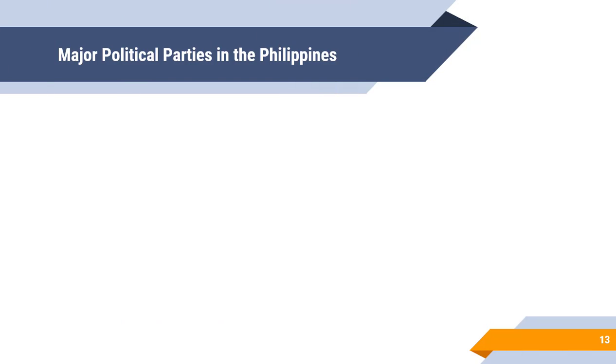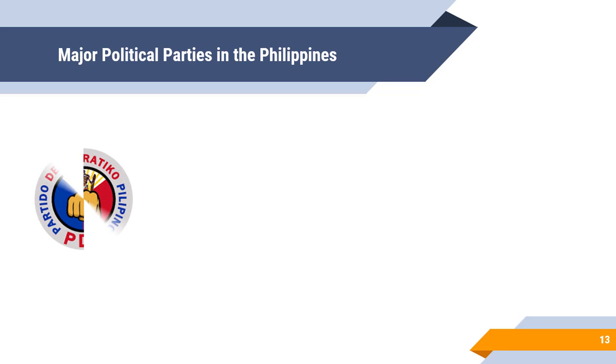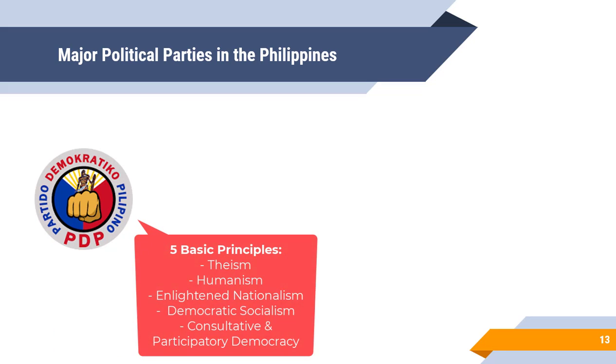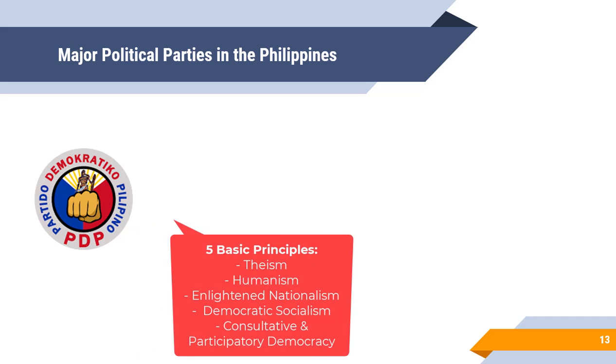Major political parties in the Philippines. There are many political parties in the Philippines. These are only the major ones. First, the PDP Laban Party, or Philippine Democratic Party People's Power. Some of the basic principles of the PDP Laban Party are belief in God, the Supreme Being, humanism, enlightened nationalism, democratic socialism, and consultative and participatory democracy.